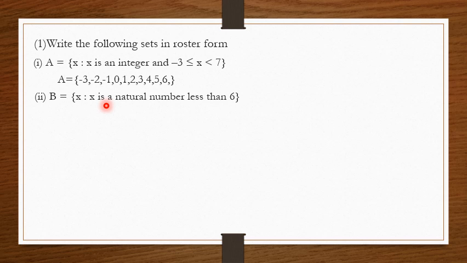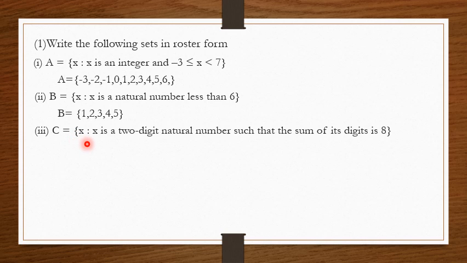Next question. B is the set of x such that x is a natural number less than 6. So what are the natural numbers less than 6? 1, 2, 3, 4, 5. So B in roster form is the set consisting of the numbers 1, 2, 3, 4, 5.